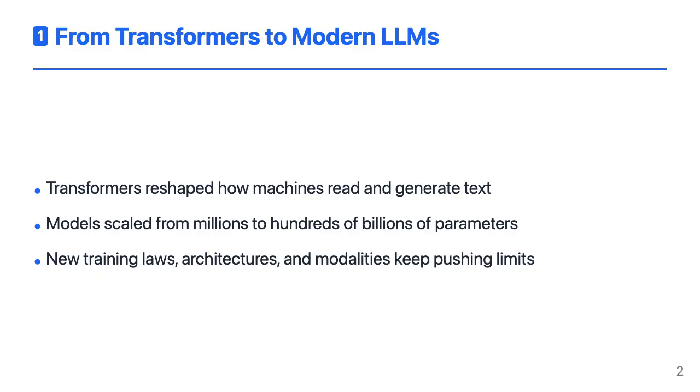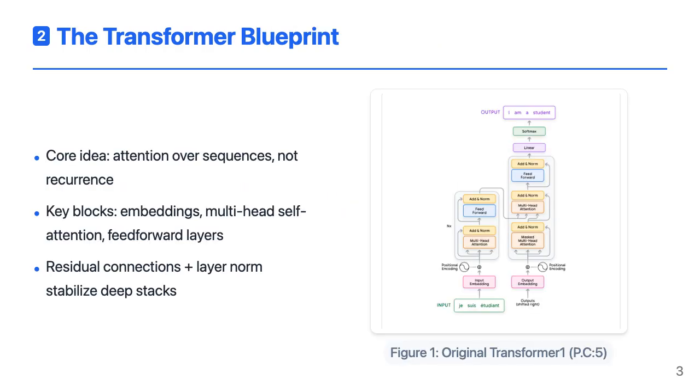The goal is to give you a clear mental map of the LLM landscape, not just a list of model names. Everything in this story starts with the transformer. Instead of processing text step by step like an RNN, transformers use attention to look at all tokens at once and decide what matters. Inputs are embedded into vectors, passed through stacked layers of multi-head self-attention and feed-forward networks, and stabilized with residual connections and layer normalization. This simple but powerful blueprint underlies almost every modern large language model.